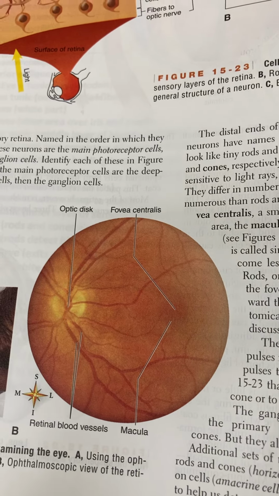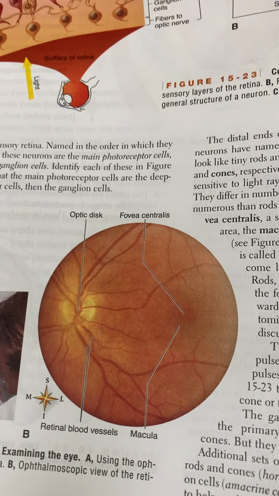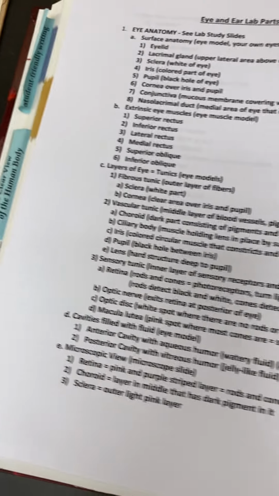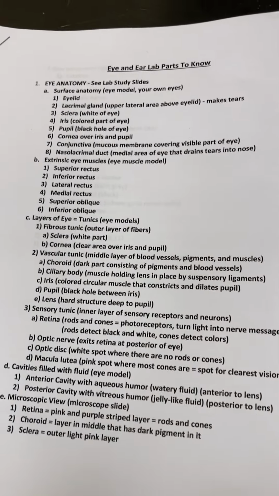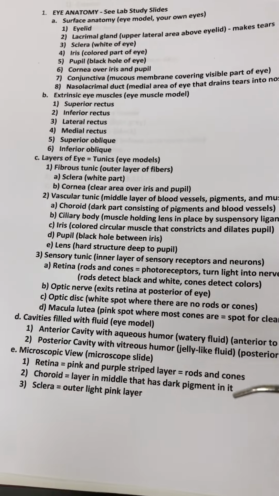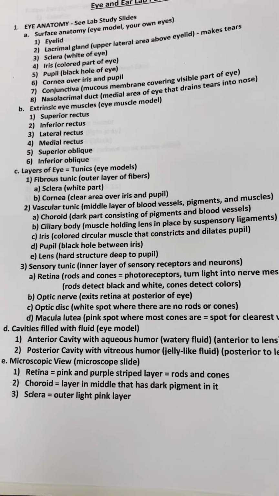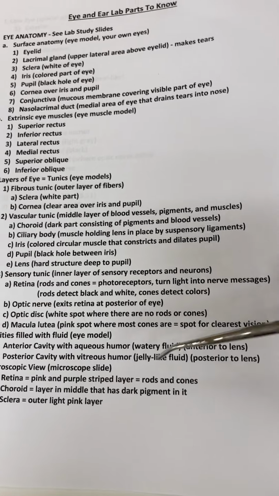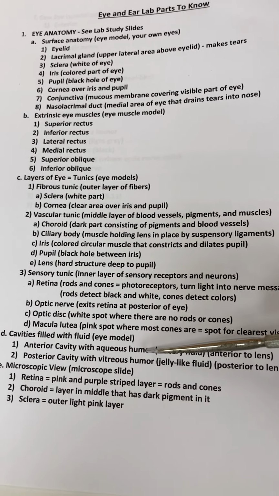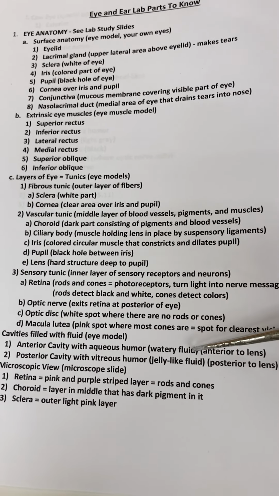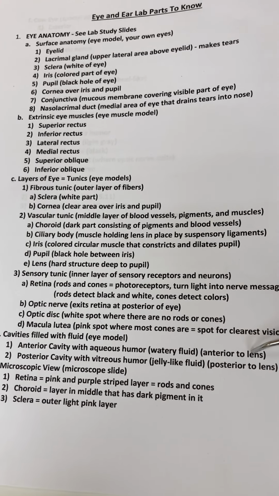Okay. Now let's go to the model. Oh, I will point out these little cavities while we're here. There's two cavities filled with fluid. The anterior cavity, which is filled with an aqueous fluid called aqueous humor. That means a watery fluid. That's anterior to the lens.